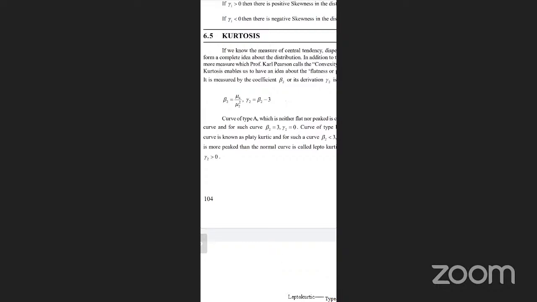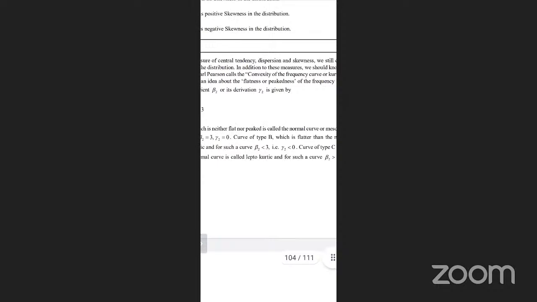Which is flatter than normal curve, such a curve is known as platykurtic curve. Such a curve is beta 2 less than 3 and gamma 2 less than 0. For example, you can take the Japanese. Japanese height is very small, that is 3.4 to 4.5.